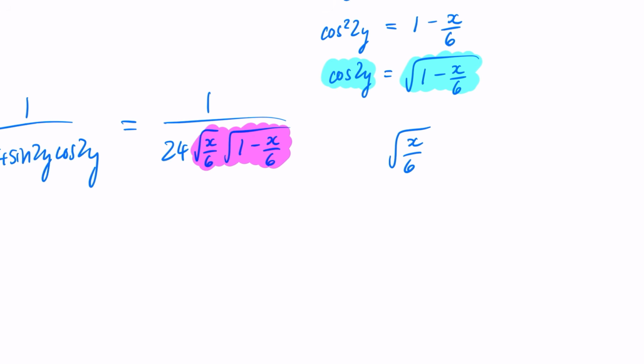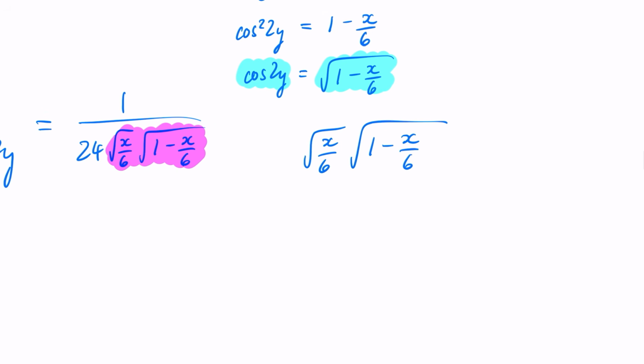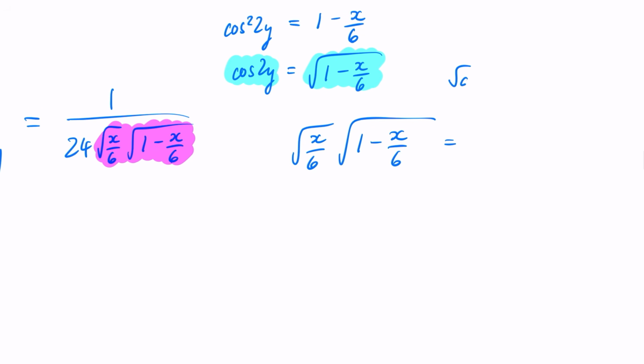So I have the square root of these two things like this. And we should know from our work on surds back in GCSE, this is like the square root of a times the square root of b, which is just the square root of those two things multiplied together. So let's have a go at doing this.